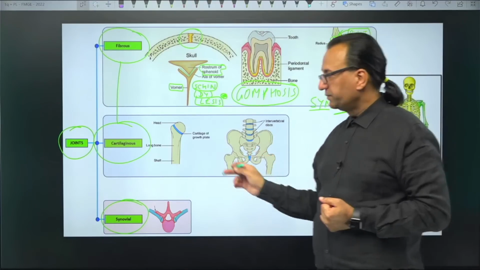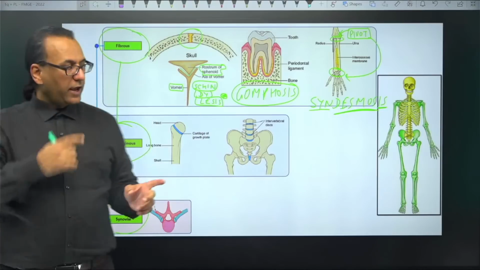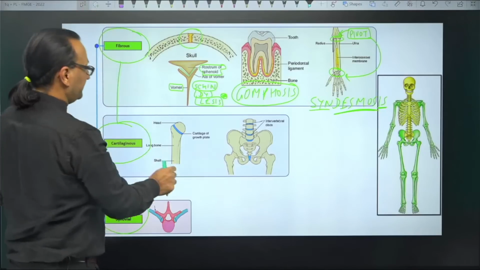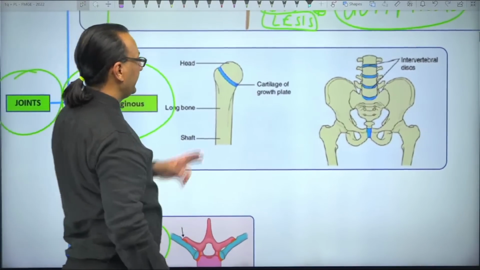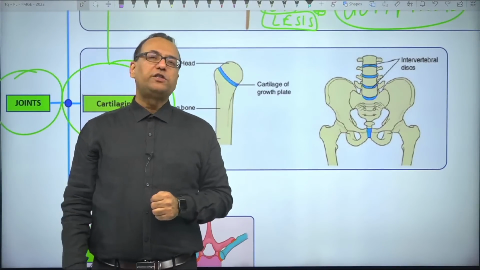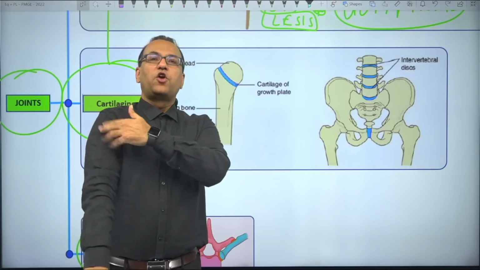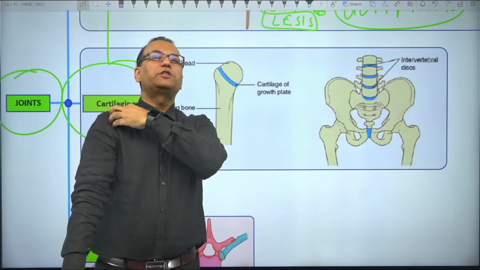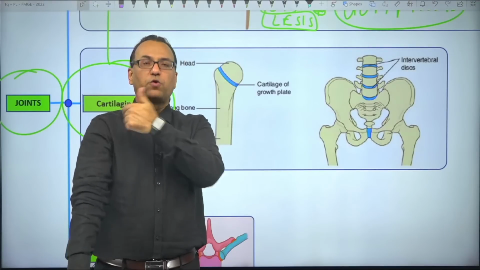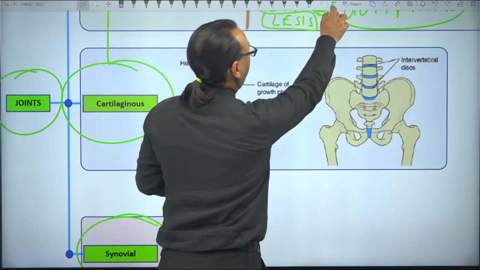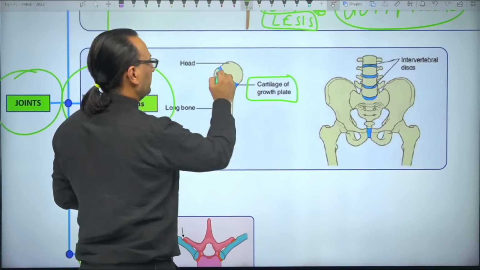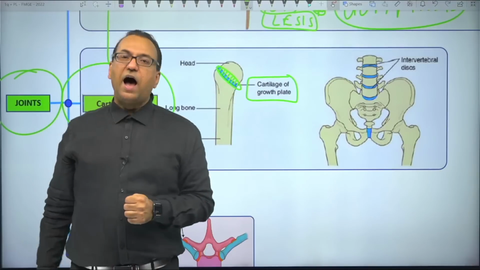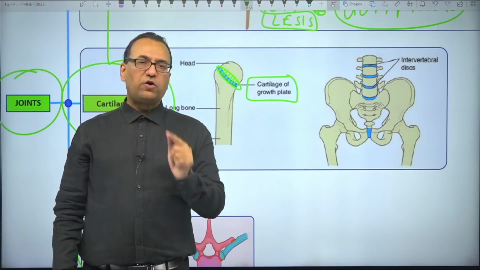Let us zoom into this area now. Here we are talking about the cartilaginous variety, primary and secondary, and this is primary. One example is in growing children. Growing children will have a growth plate, like in the humerus bone, between the shaft and the head of the humerus. This growth plate which is shown here is hyaline cartilage, a hyaline cartilage growth plate in growing children.